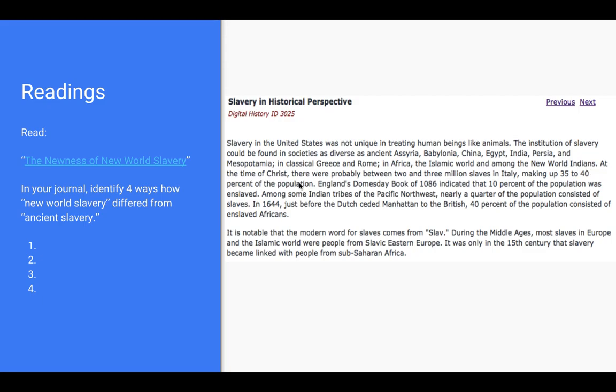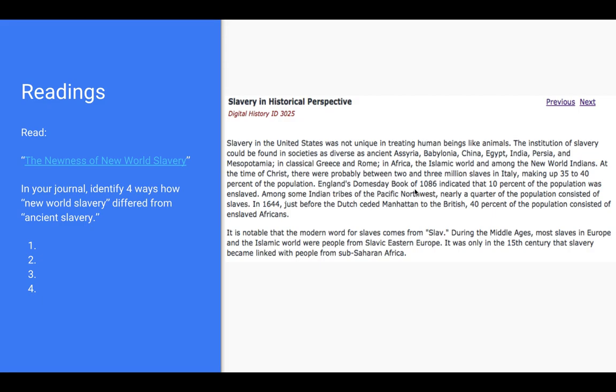At the time of Christ, there were probably between 2 and 3 million enslaved people in Italy, making up 35 to 40% of the population. So slavery is nothing new. It's been around for a long time all around the world. It is not something unique to America or the Americas.